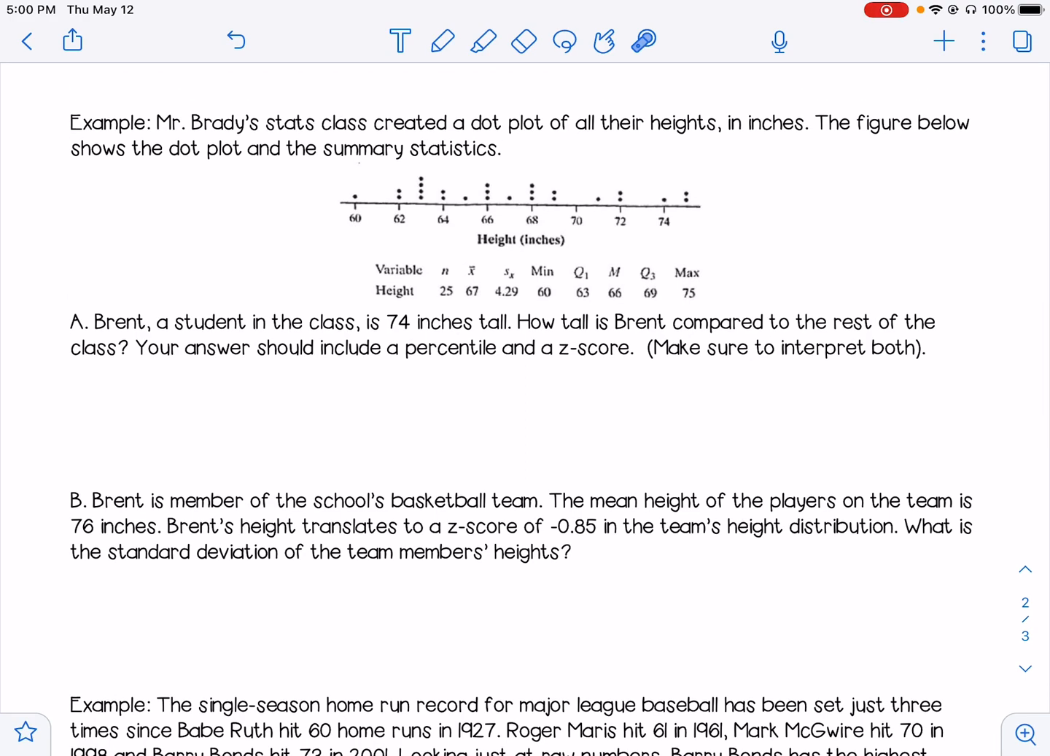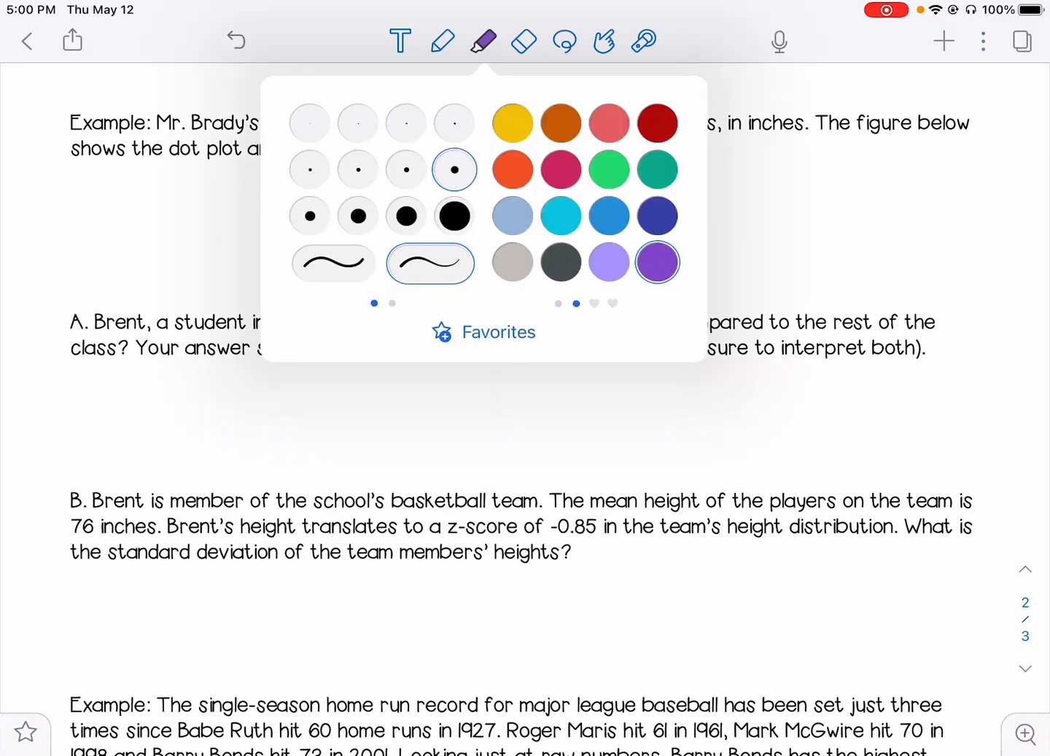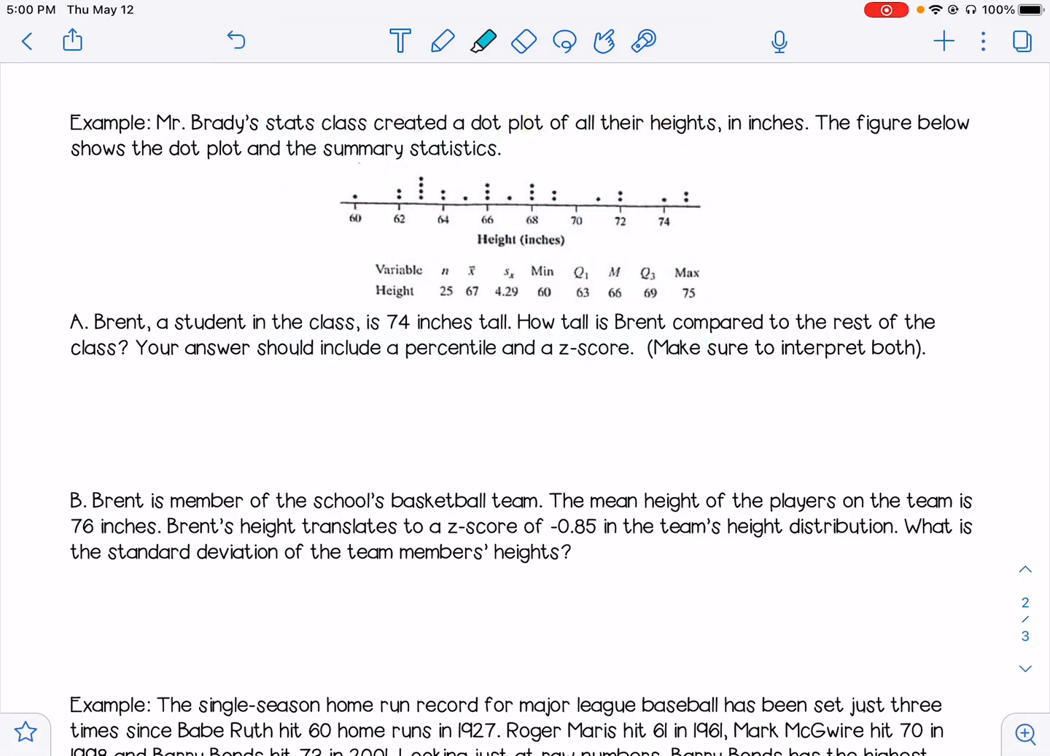Brady's stats class created a dot plot of their heights in inches. The figure below shows the dot plot and the summary statistics. Brent, a student of the class, is 74 inches. I'm just going to go ahead and find him here. Brent. This is who we're comparing. How tall is Brent compared to the rest of his class?